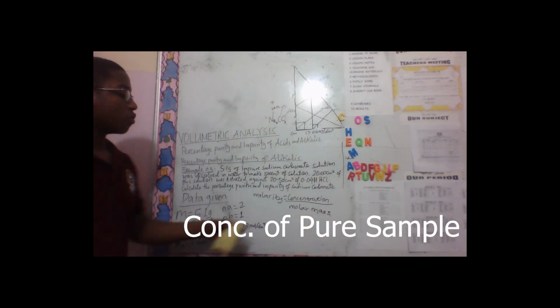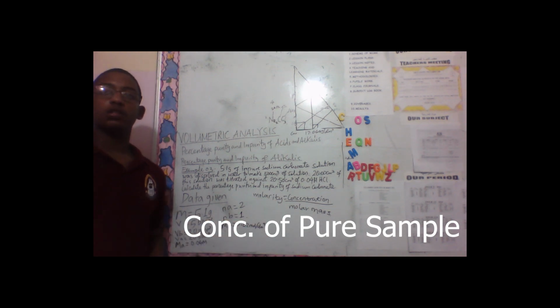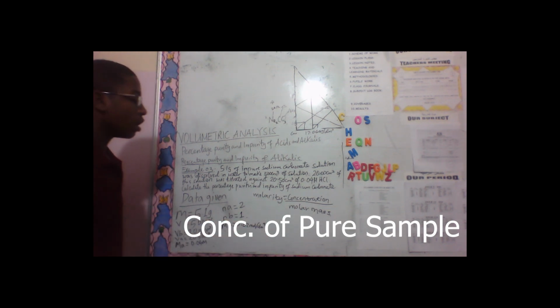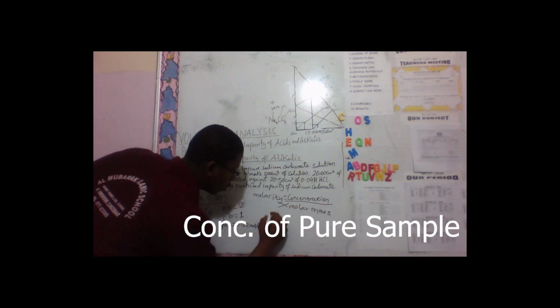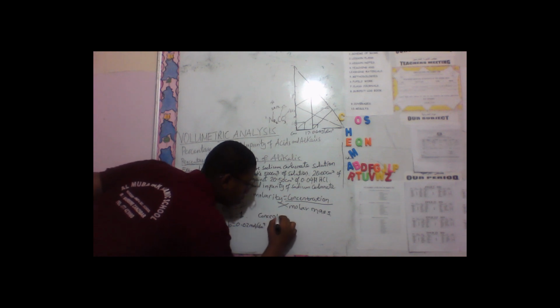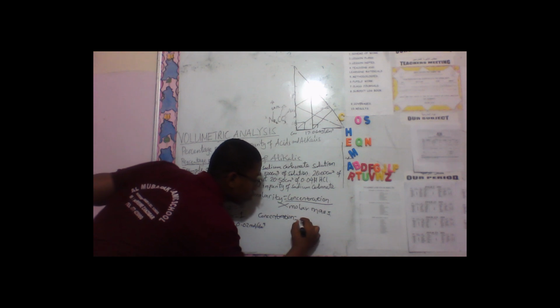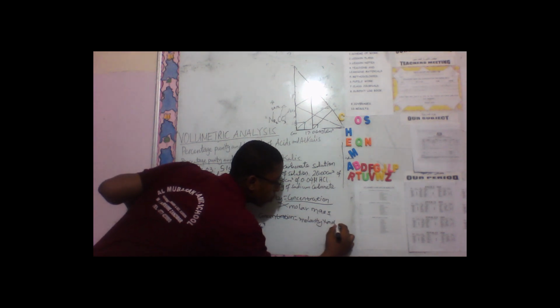So we need the concentration of pure substance. How will we get concentration? We make concentration the subject by cross multiplication. After that, we'll get concentration is equal to molarity times molar mass.